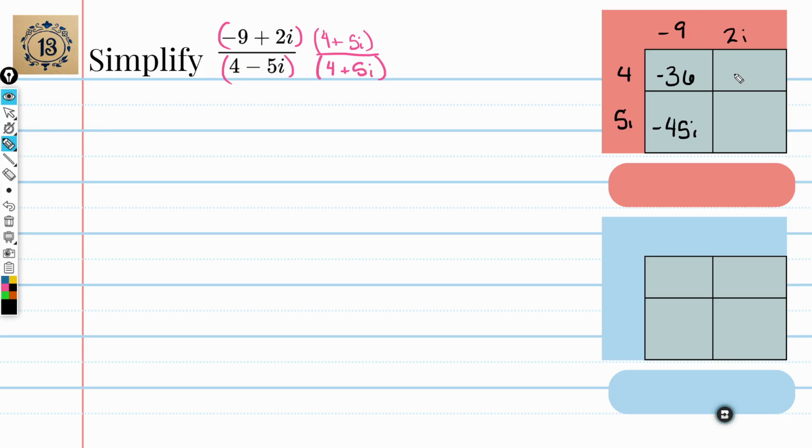Now let's do 4 times 2i, and that gives us 8i. 5 times 2i gives us a positive 10i squared. I squared becomes a negative 1, so that gives us a negative 10. So that gives us a negative 46 minus 37i.